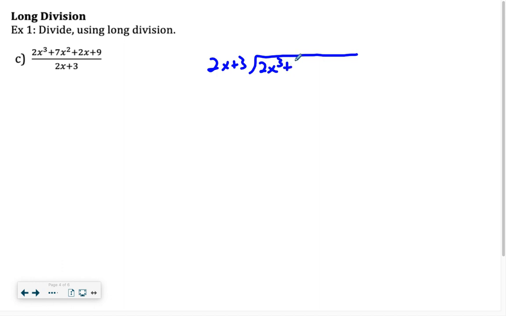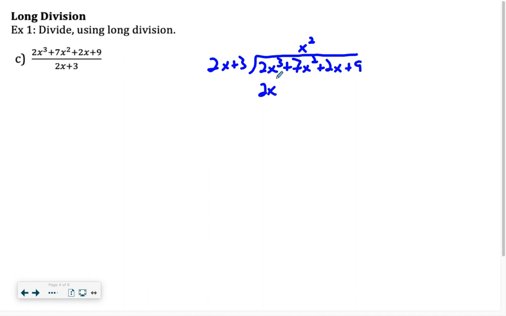2x cubed plus 7x squared plus 2x plus 9. So I just want to see what I need to multiply this first term by to get this first term. Well, 2x times x squared would get me 2x cubed. And again, another way of thinking about that is just to take this first term and divide by this first term. So 2x cubed divided by 2x would get me x squared. So then multiply x squared by everything over here.